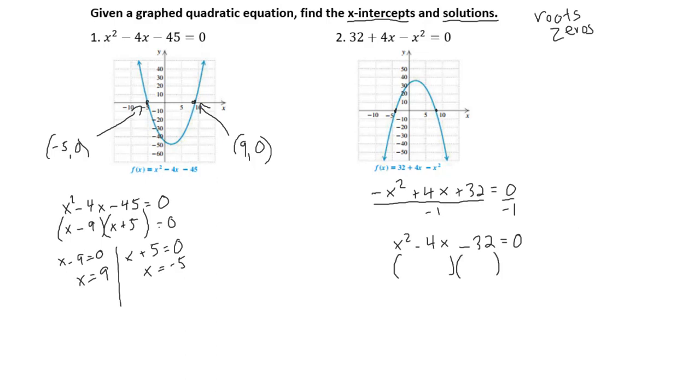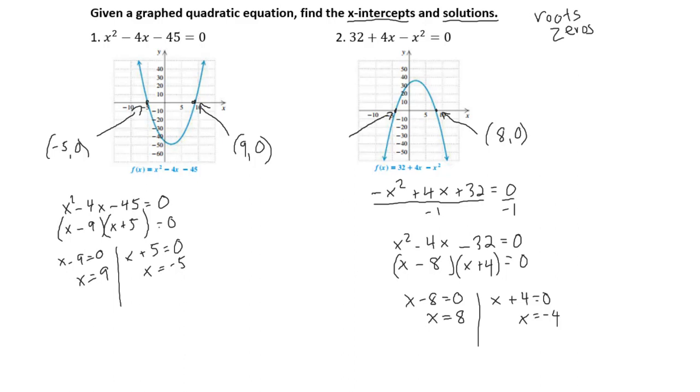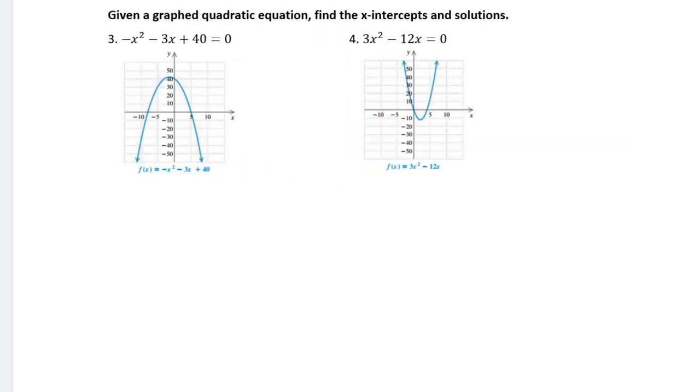And so I'm going to use those 4 and 8, but the 8 is negative and the 4 is positive. So then when we set each one equal to 0, we will then get x equals 8 and x equals negative 4. And you can see that that right there is 8, 0. And that point right there is negative 4, 0. All right, let's look at some more examples.